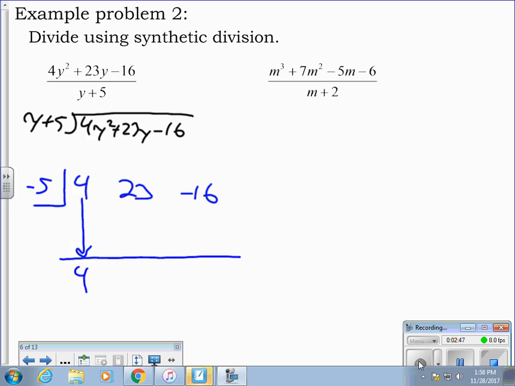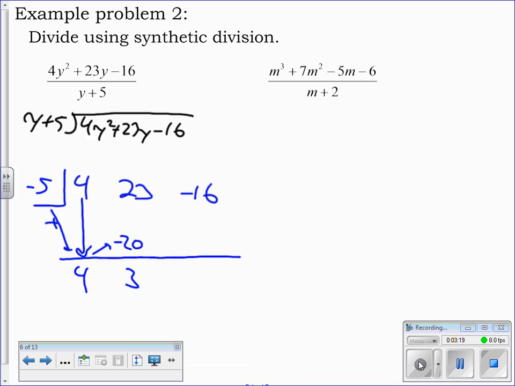Now, here's where the process begins. You take the number out in front, -5, times the number down here, 4. So you multiply these two numbers, and you write it there. -5 times 4 is -20. Now, when we were doing long division, we subtracted. When we do synthetic division, we add. 23 plus -20 gives me what? Positive 3.